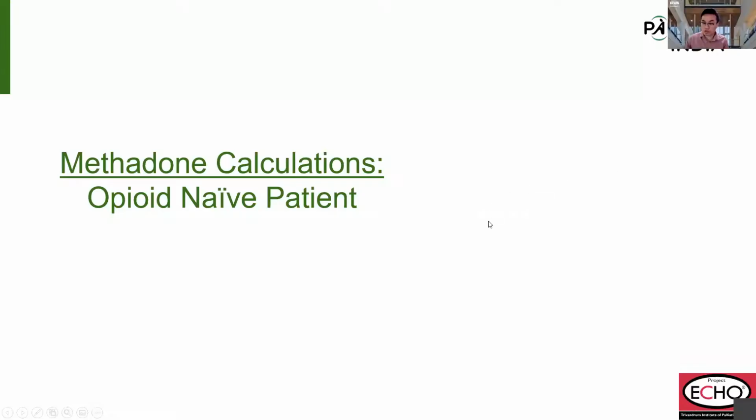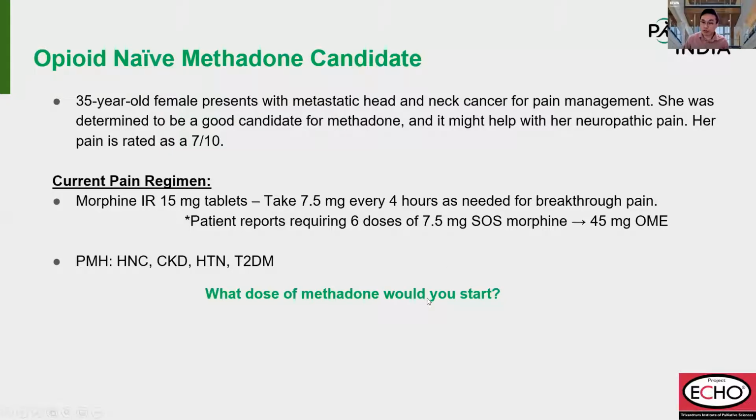Okay, so the next one is, what about an opioid naive patient? Let's say we have a 35-year-old female that presents with metastatic head and neck cancer for pain management. She was determined to be a good candidate for methadone, which might help with her neuropathic pain. Pain's currently a 7 out of 10. She's currently taking morphine IR 7.5, or half a tablet, every 4 hours as needed for breakthrough pain. She reports needing to take 6 doses of 7.5 SOS.